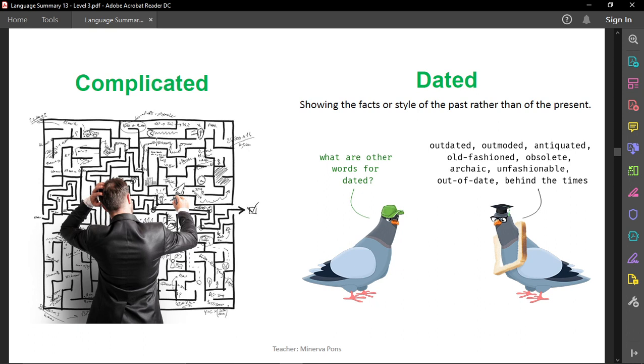Complicated. Something complicated is something that is really difficult or hard. Dated. Showing the facts or style of the past rather than of the present. Basically, dated is something old. What are other words for dated? Outdated, outmoded, antiquated, old-fashioned, obsolete, archaic, unfashionable, out of date, or behind the times. Everything related to old things.